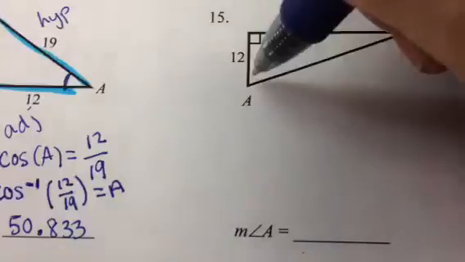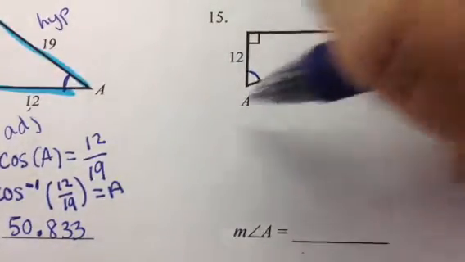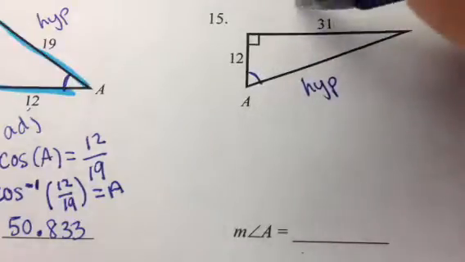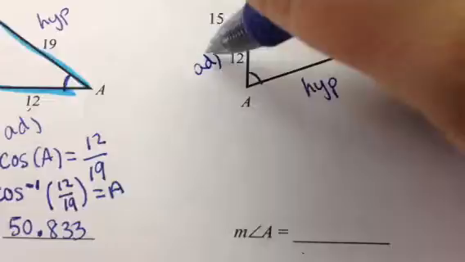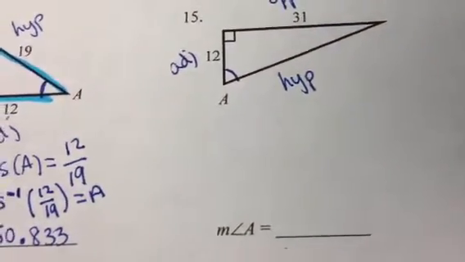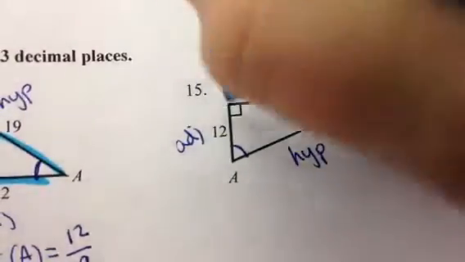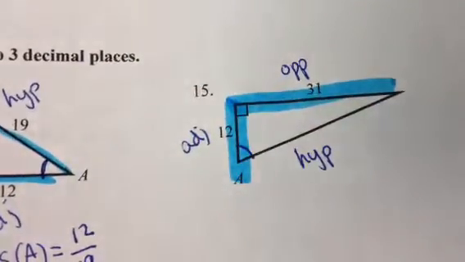So in number 15, here's angle A. We've got a hypotenuse. We've got an opposite side, which is 31, and we've got the adjacent side, which is 12. So if you look, we've got an opposite and an adjacent. Sorry, I realized this was going off the screen. So opposite and adjacent, that is TOA.